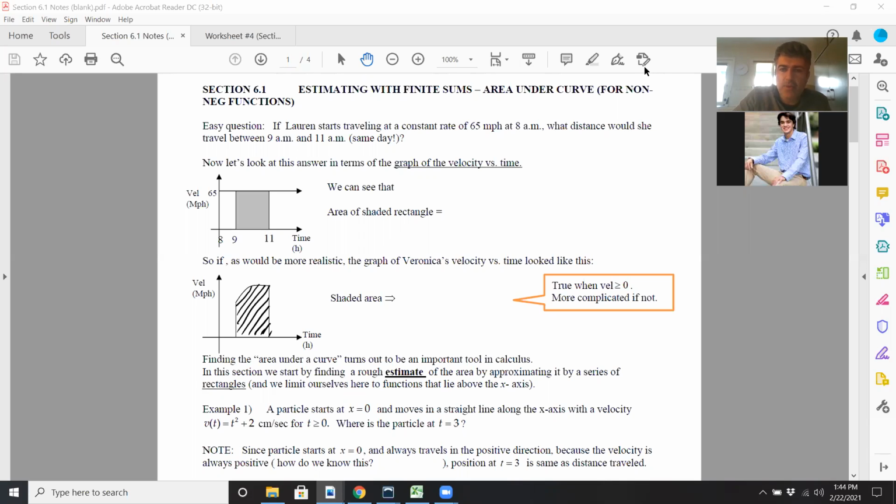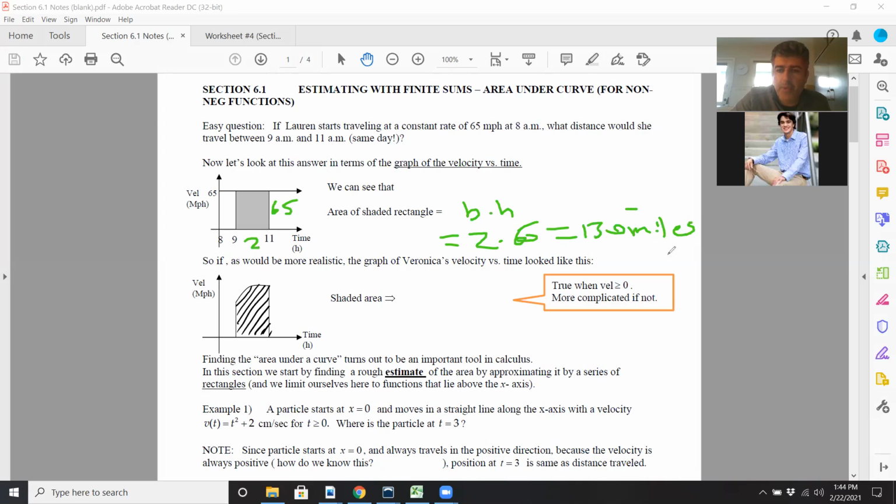So if you think about it, her speed is constant, 65 miles per hour, and we're looking at a time frame from 9 a.m. to 11 a.m. So clearly, this is 2, and this is 65. You can think of this geometrically. The area of the shaded rectangle, base times height, your base being 2, your height being 65, is 130. So she should travel 130 miles.